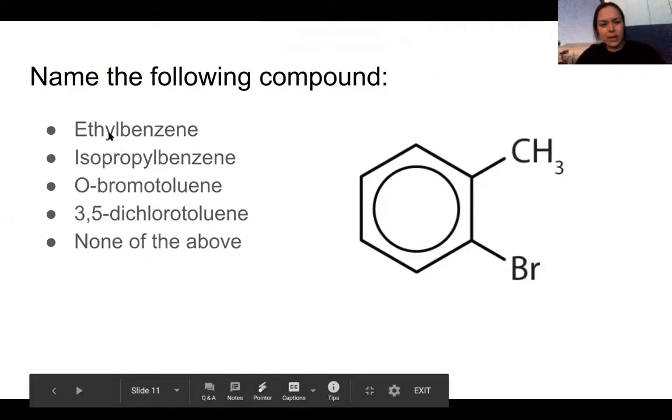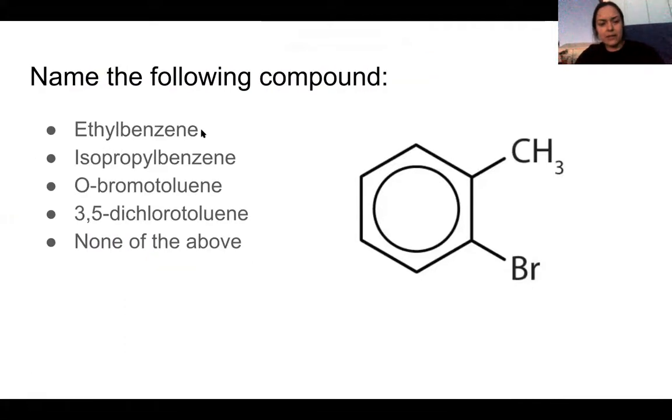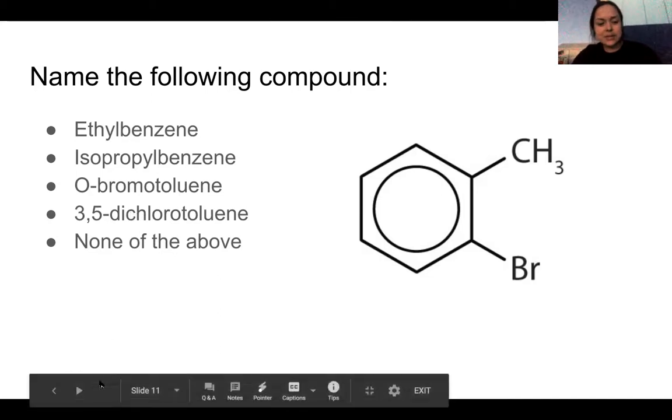Okay. So like ethyl, there's no ethyl group here, so you can eliminate that first option. Isopropyl, there's no isopropyl group, so you can eliminate that option. o-Bromotoluene, remember toluene is benzene ring with a methyl group on it. O tells us that it's next to the methyl group, and that's how it is in our structure. So that would be the right answer. And this is dichlorotoluene. There's no chloro groups here. Okay, so that's that. I think that's all the questions from week 10.